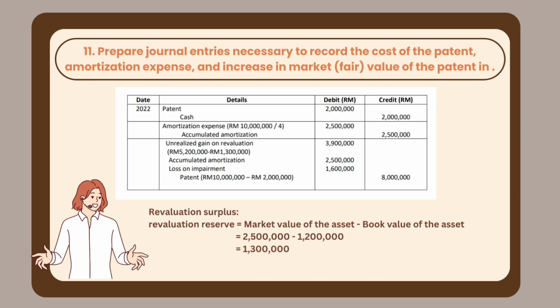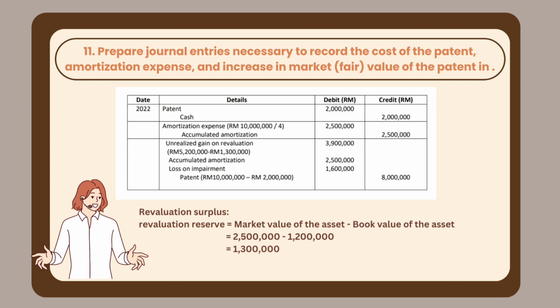And the last entry, we debit unrealized gain on revaluation RM3,900,000, which we get from RM5,200,000 minus RM1,300,000. We also debit accumulated amortization RM2,500,000 and debit loss on impairment RM1,600,000, and we credit patent for RM8 million, which we get from RM10 million minus RM2 million.